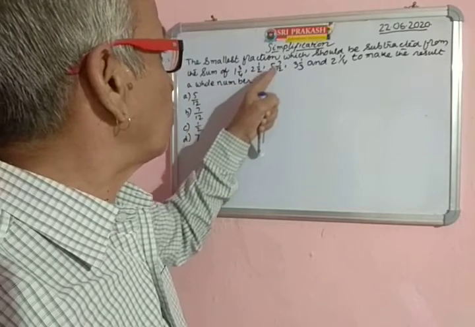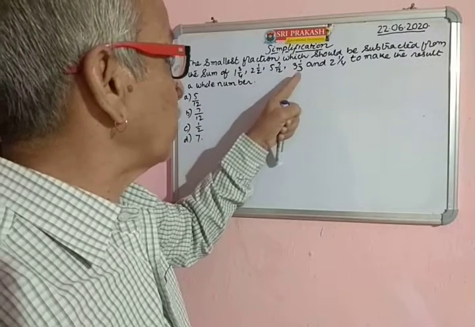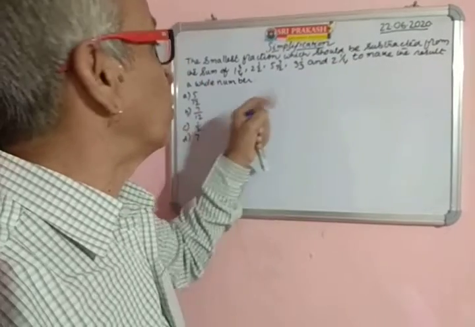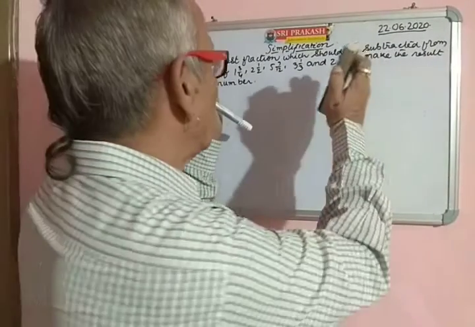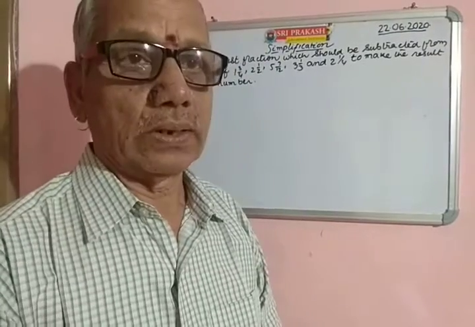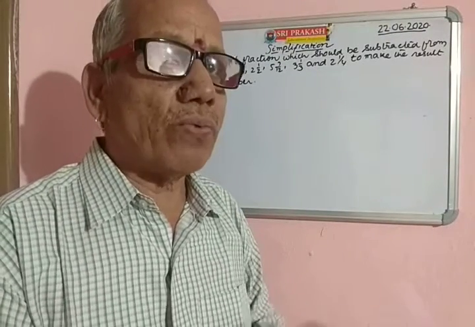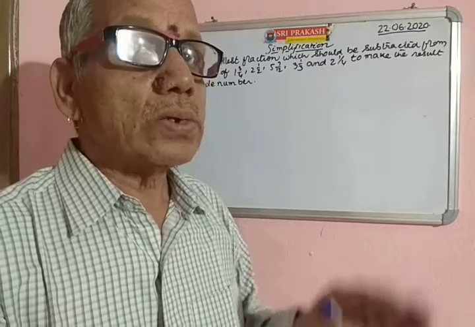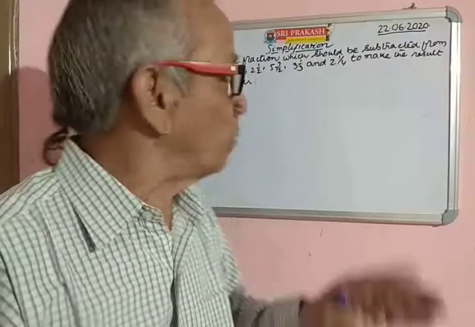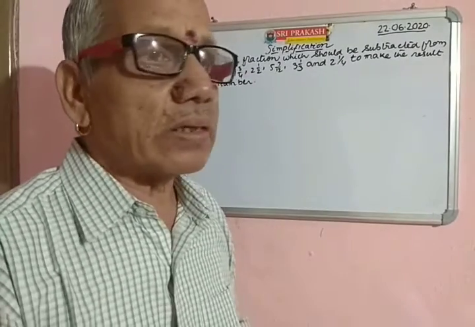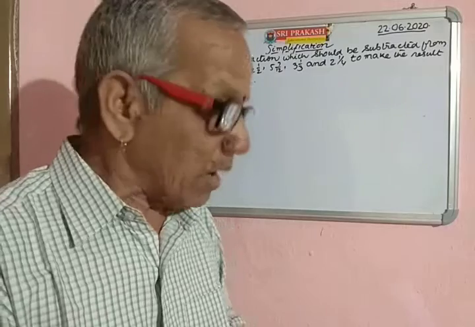The smallest fraction which should be subtracted from the sum of 1 3 by 4, 2 1 by 2, 5 7 by 12, 3 1 by 3 and 2 1 by 4 to make the result a whole number. That means we should add all these fractions which are given. And next we should find the nearest whole number. So from the nearest whole number we have to subtract this sum. So whatever answer we get, that will be the answer.